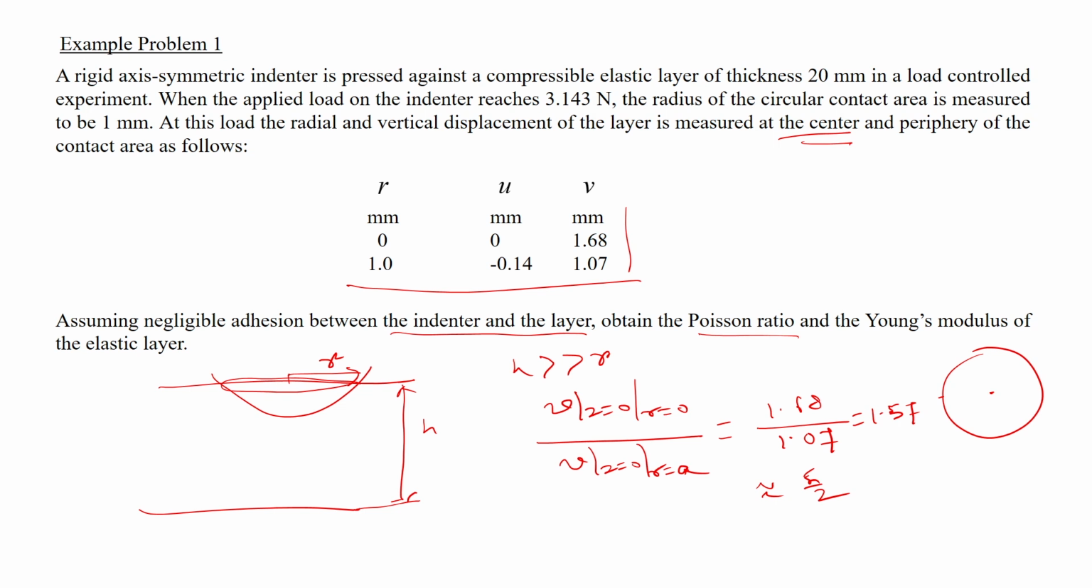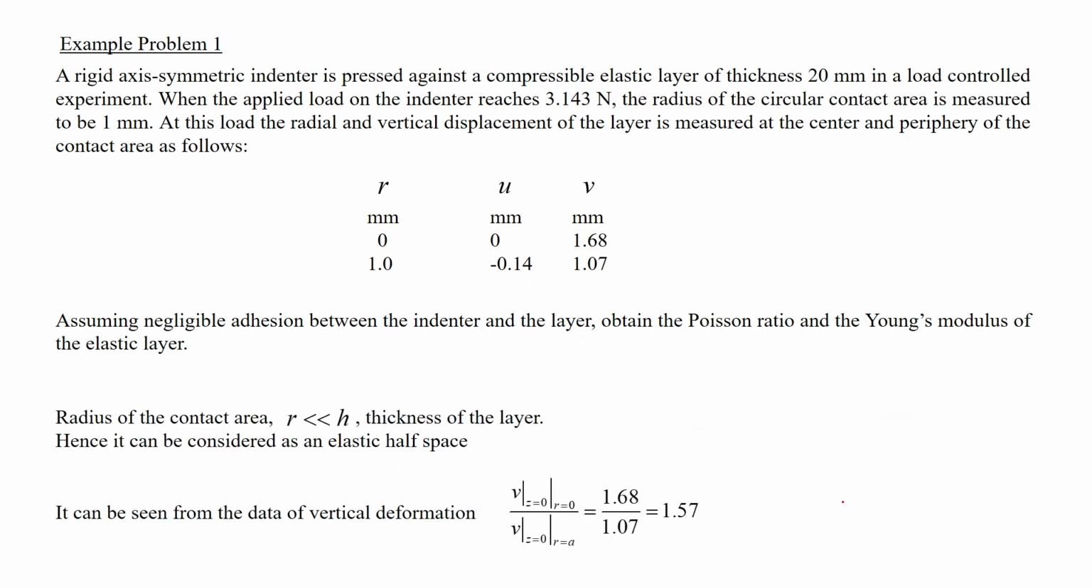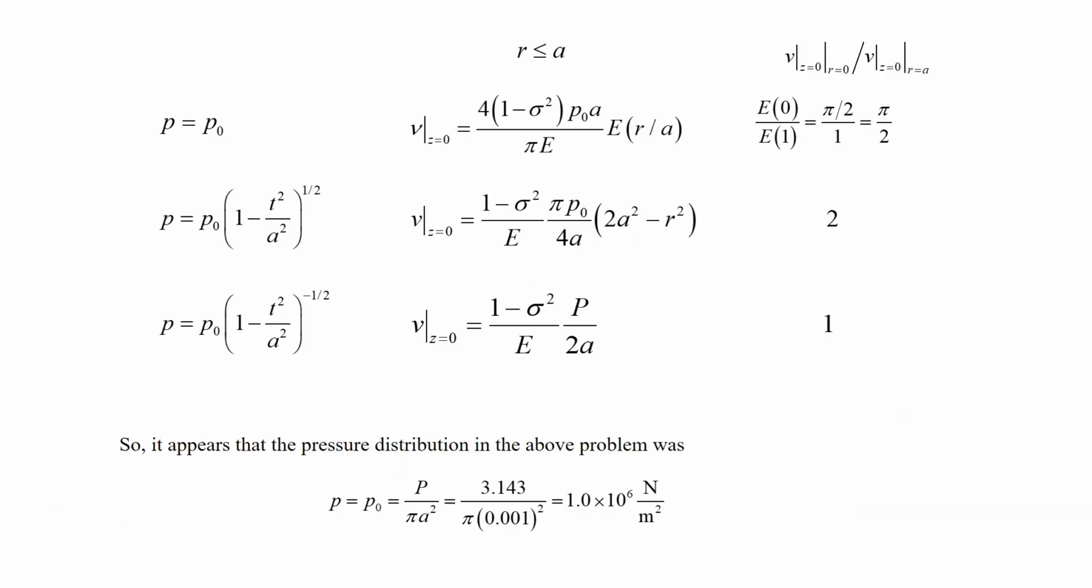So, we need to figure that out first. Therefore, over here you can see the vertical displacement at r = 0 divided by that at the periphery comes out to be pi by 2. We know from the results that we just presented that V by V0, for this particular case, comes out to be pi by 2, V at r = 0 divided by V at r = a.